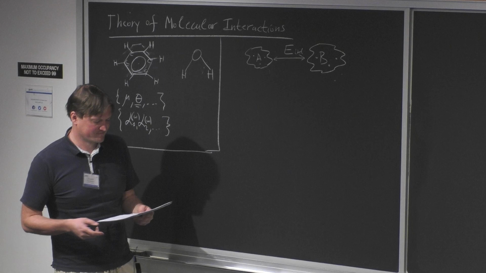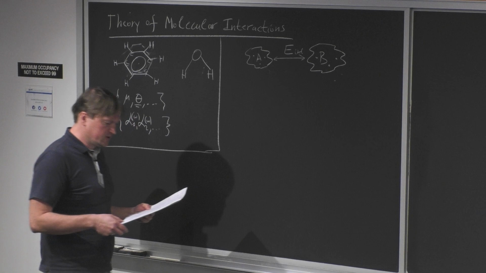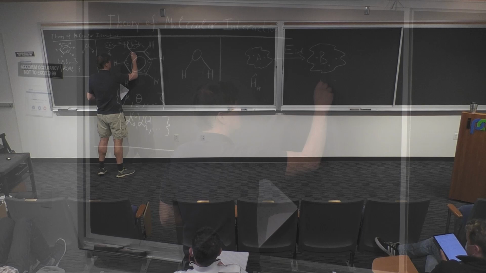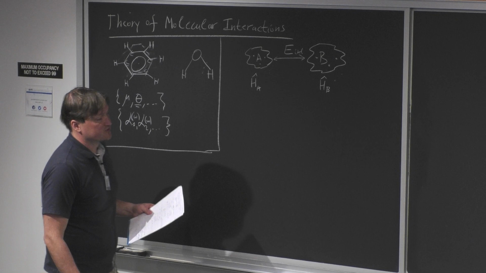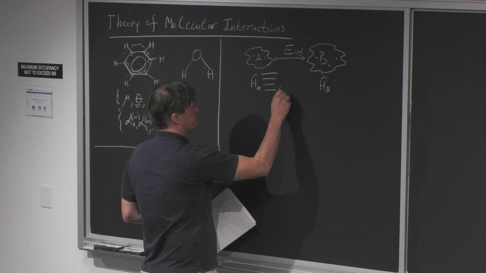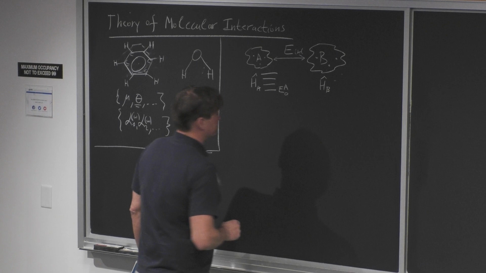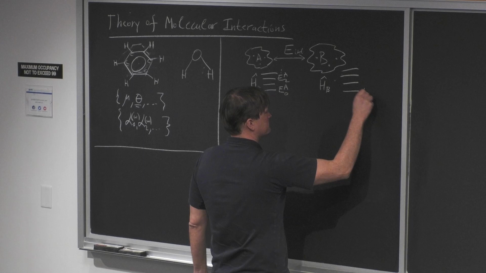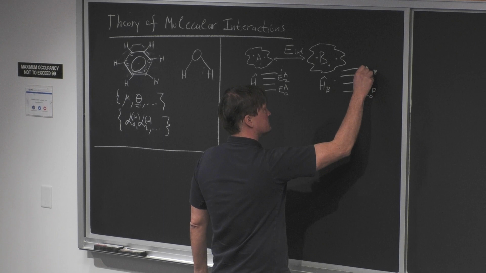Okay, so A and B can be anything. They can be atoms, molecules, or atoms in molecules, right? And of course, what we assume that we can do is solve the Schrodinger equation. So we have a Hamiltonian for system A, we have a Hamiltonian for system B, and we can solve the Schrodinger equation for both of them independently. So that means that we will get a set of eigenvalues and eigenvectors. So you have the ground state energy, I will call it E0, and you will have excited state energies here, and the same over here for B, E2B, and so on and so forth.